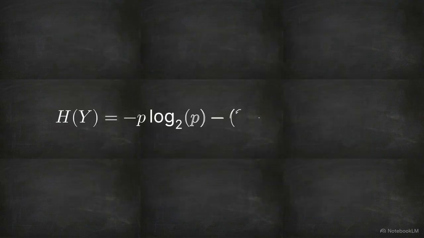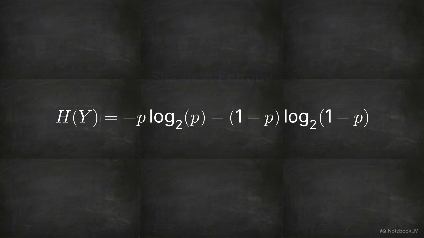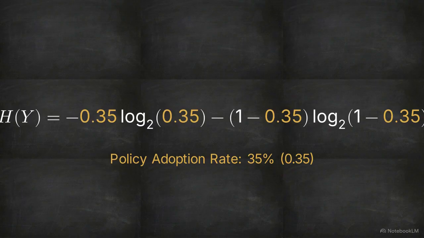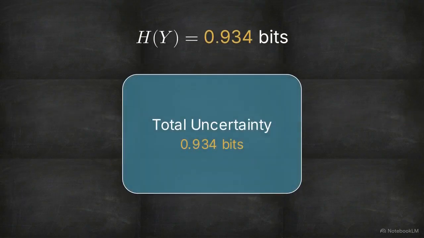This equation calculates Shannon entropy, represented as H of Y. Given a baseline 35% policy adoption rate in the Gilens data, the total uncertainty of a policy passing before we observe any public preferences is exactly 0.934 bits.